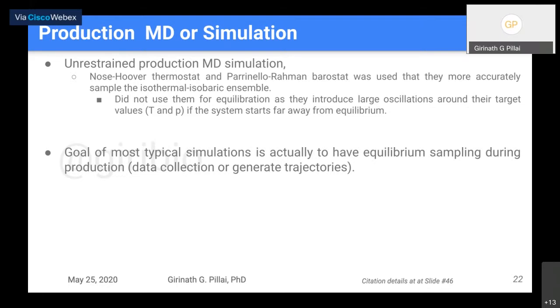The goal of most typical simulations is actually to have equilibrium sampling during production, that is data collection. So whatever data we are collecting should be appropriate and genuine. In order to achieve that, the system has to reach the stable stage.